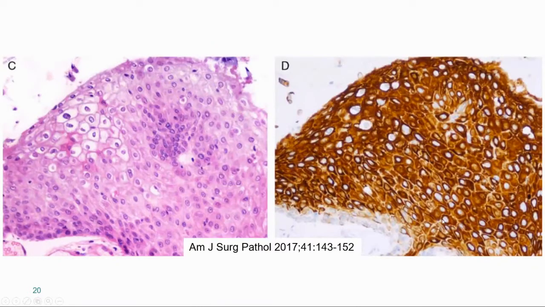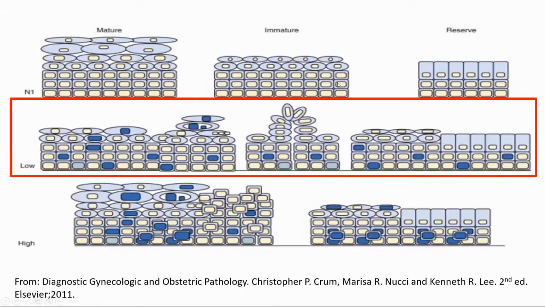This is the easy one, where you see very strong diffuse cytoplasmic positivity for CK7, but not every single case abides by those types of expression patterns.